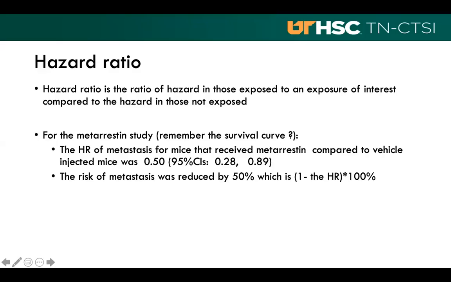As you see in this case, for example, it ranges from 0.28 to 0.89. The null value for hazard ratio, for relative risk, odds ratio, and other measures of association, is 1. What do we mean by that? We are comparing hazard in the two compared groups, and if they are equal, that means, in the case of metarrestin, the risk of metastasis, or the spread of the cancer to other organs and tissues, was equal in both those treated by the drug under study and those in the control group who were given just fluid. If the risk is equal, the hazard ratio becomes 1. That means there is no difference between the two groups and the drug is not useful.